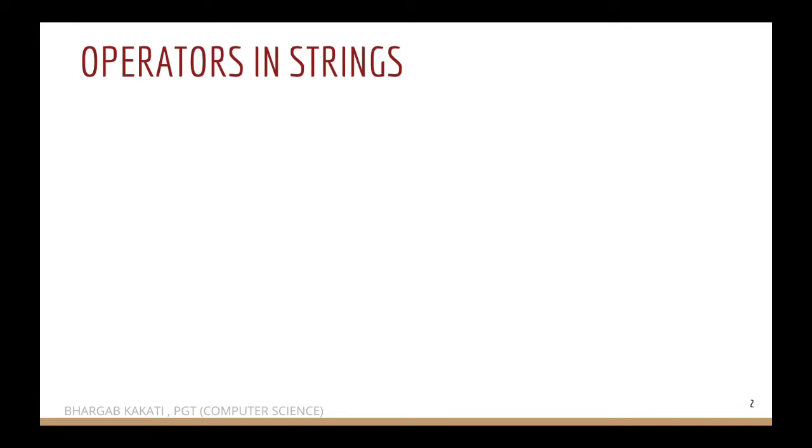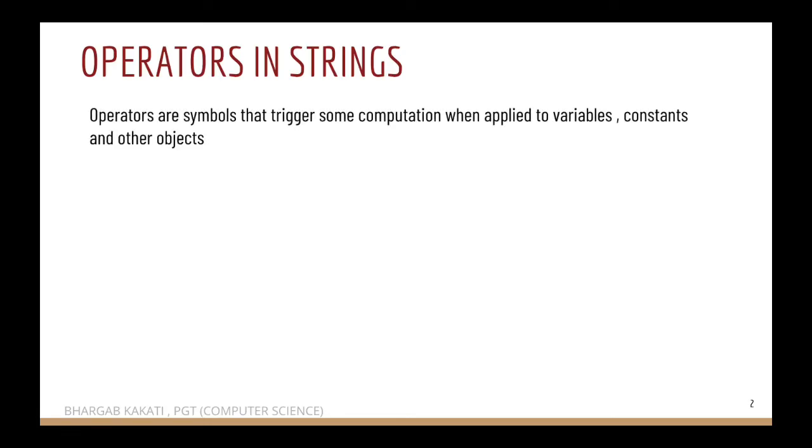So the first topic that we are going to discuss here is operators. So let us try to understand what are operators. To define it, we can say that operators are symbols that trigger some computation when applied to variables, constants and other objects. So what are operators? They are some symbols. Symbols like plus, minus, multiplication, division, greater than, less than, etc.